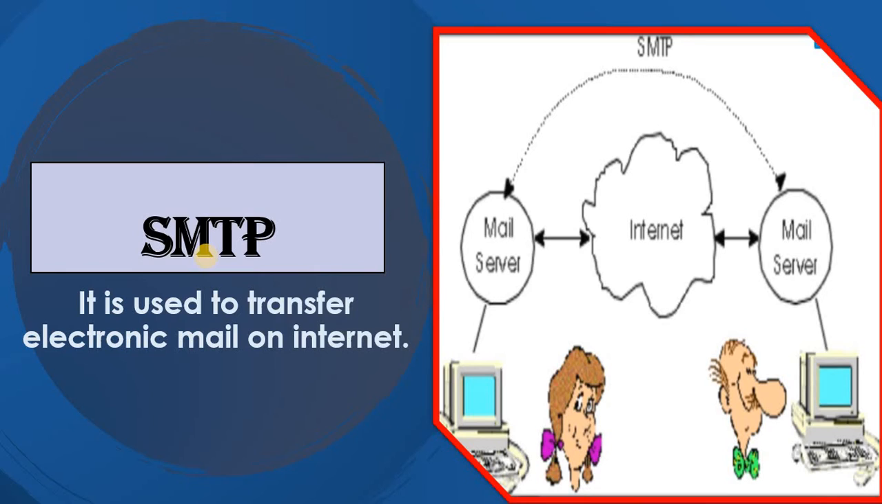Next is simple mail transfer protocol. This is used for transferring electronic mail from one computer to another. For example, in the picture you can see computer A is going to send mail to computer B with the help of the internet, so this could be done with the help of simple mail transfer protocol. Okay.